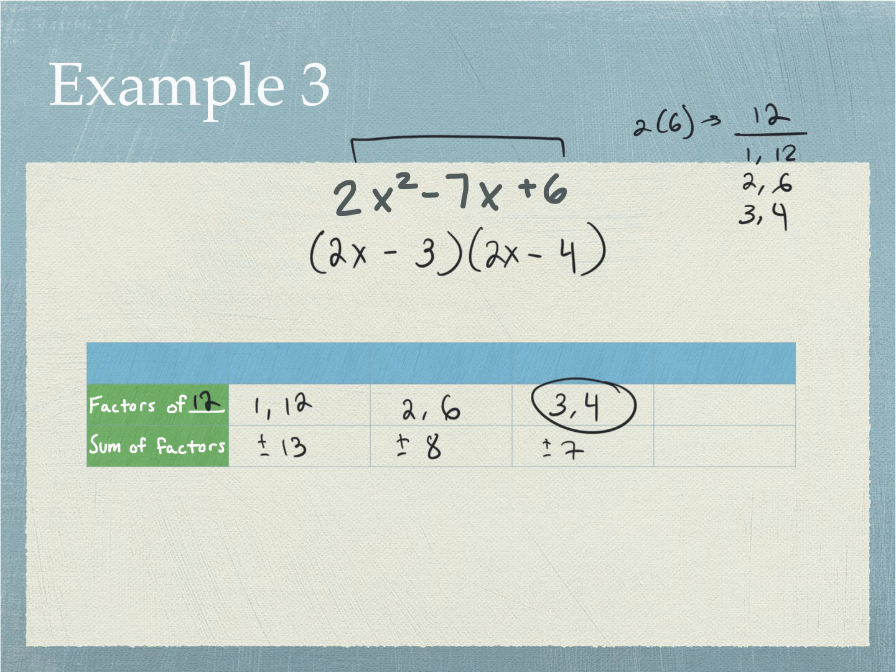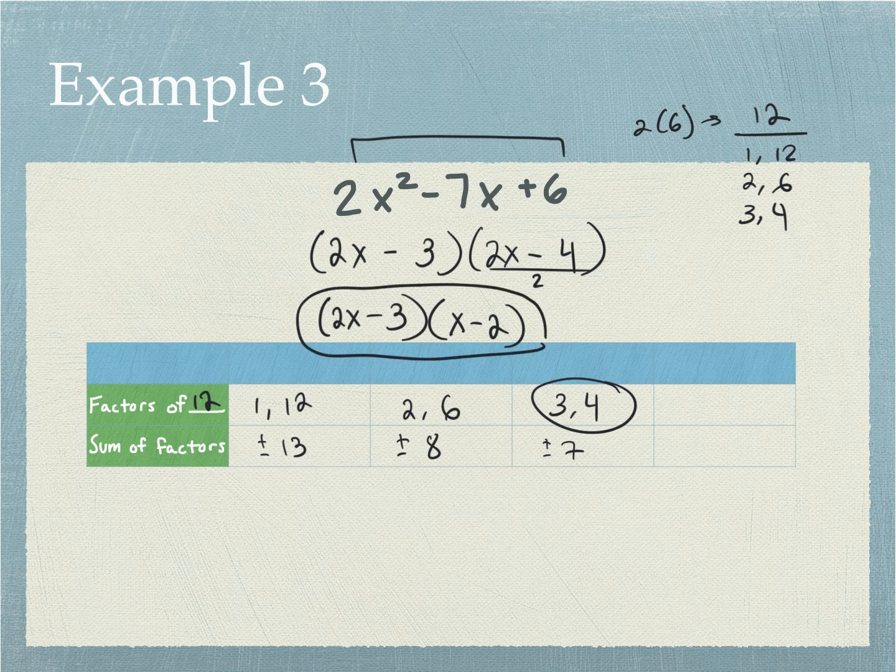Last step is, let's look at the parentheses. There's nothing I can take out from the 2x minus 3, so I'm just going to rewrite it. And then for the 2x minus 4, we're going to take out the greatest factor, which happens to be 2. So we're going to end up with x minus 2. So your solution is 2x minus 3 and then x minus 2.